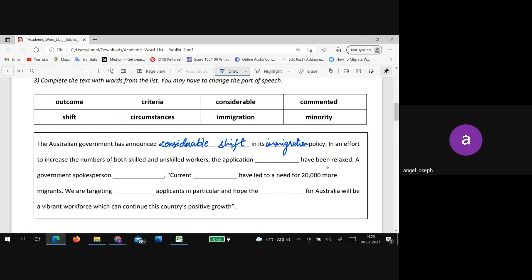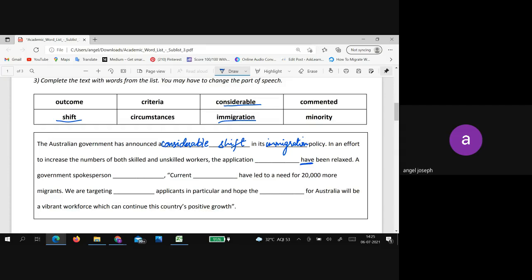We have already taken considerable, we have taken shift, we have taken immigration. Look at the other words. The application dash have, plural, and I have. So whatever word you put, you have to either put it in its plural form or the word has to be in its plural form. The application dash have been relaxed.